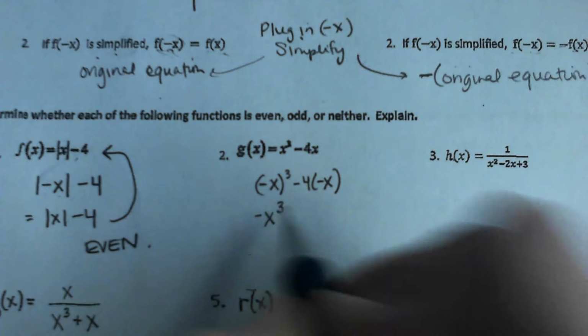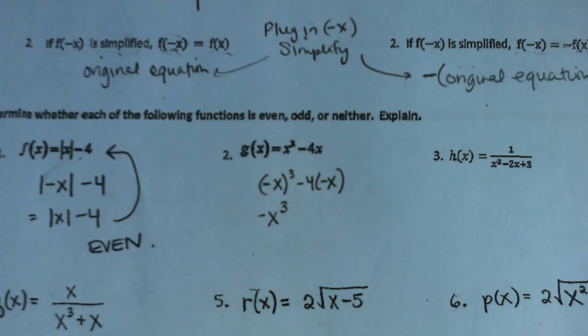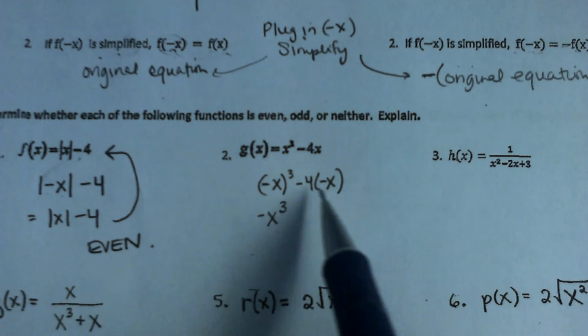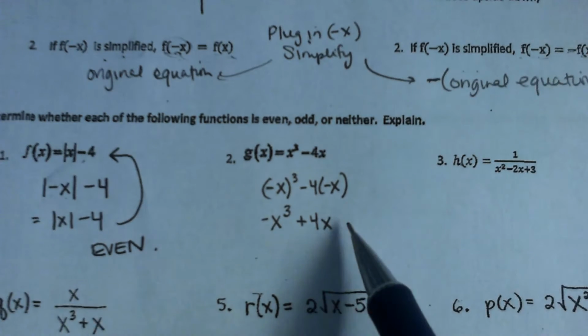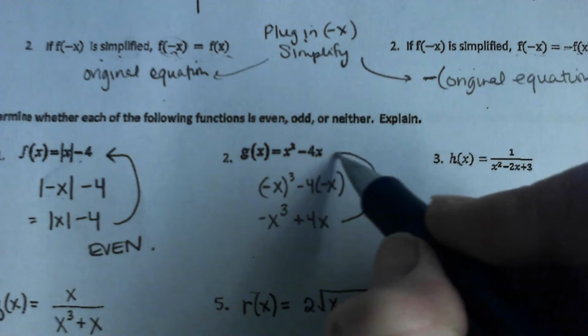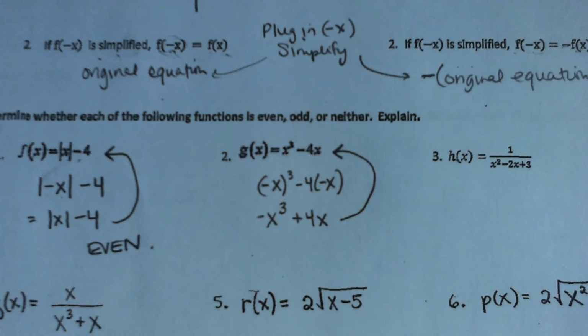Yeah, to the third power though, right? Negative x times negative x times negative x is going to be negative x to the third power. And what's this going to be, Jason? Plus 4x. Is that exactly the same as the original? No. Is it the opposite of the original?